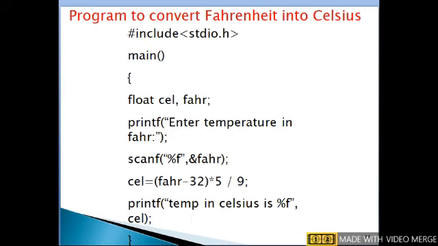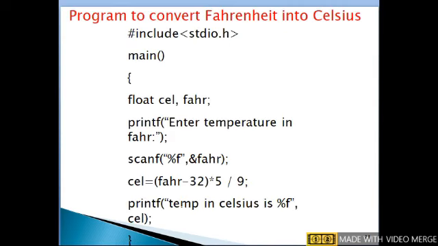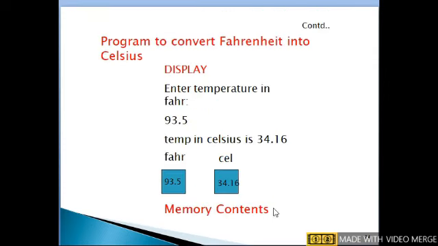You will see how the program is executed in this slide. First, it asks to enter the temperature in Fahrenheit. We will enter 93.5. This takes the input value and substitutes it in the formula. Celsius is equal to Fahrenheit minus 32 into 5 divided by 9. It evaluates this expression and the resultant value is stored in the Celsius.